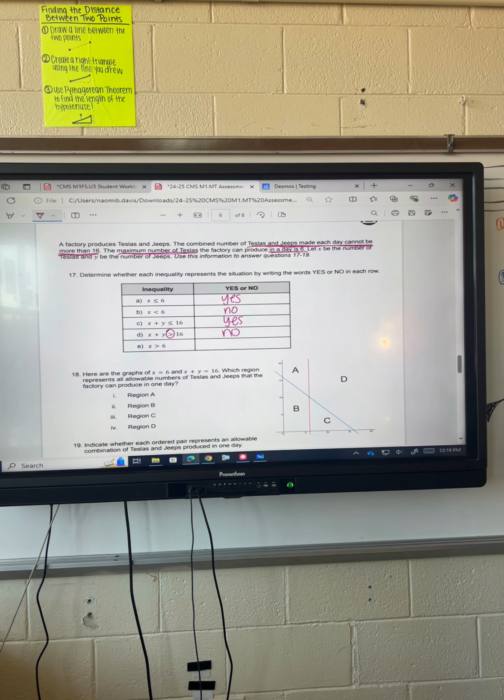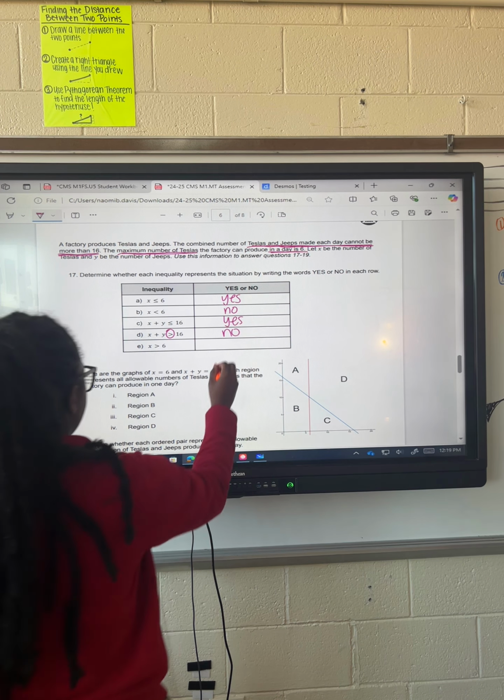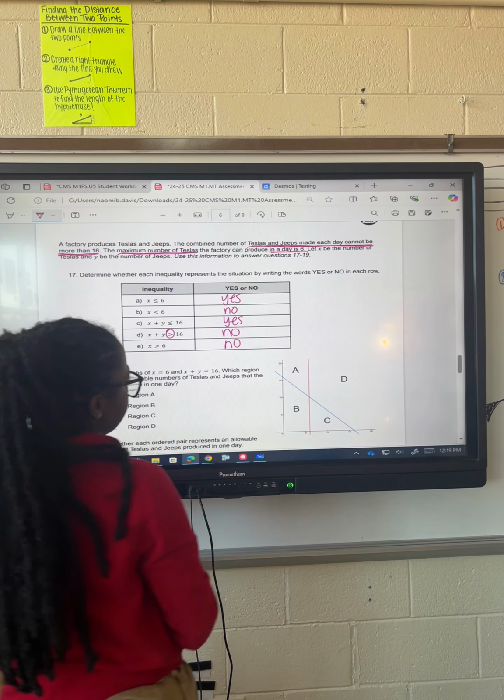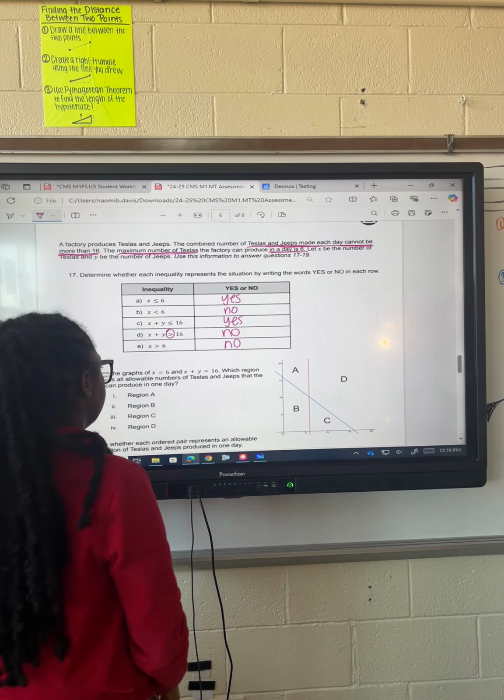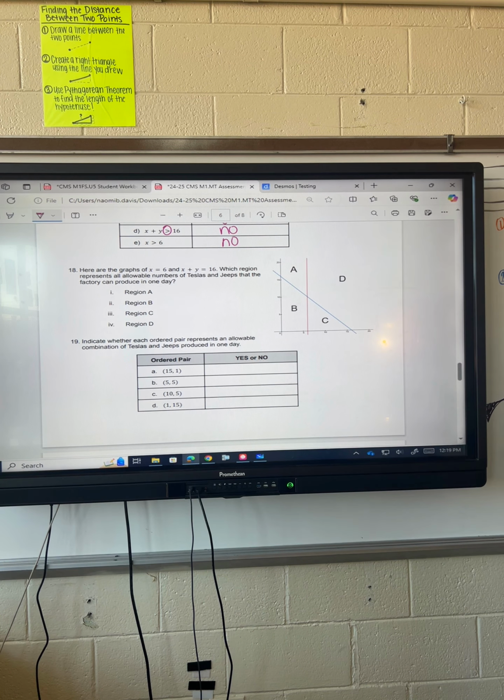Can X be greater than 6? Now hold on, because they said the maximum is 6. So no, it cannot be greater than 6. All right? Look at us. This is easy. Here are the graphs of X equals 6 and X plus Y equals 16. Which region represents all allowable numbers?